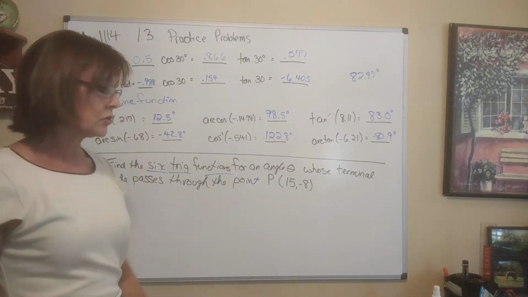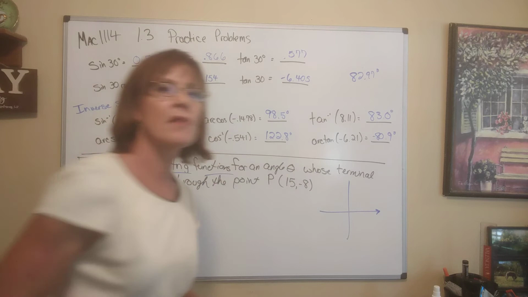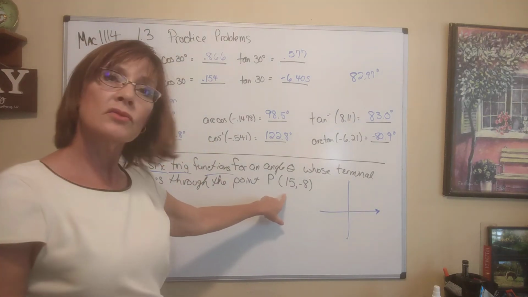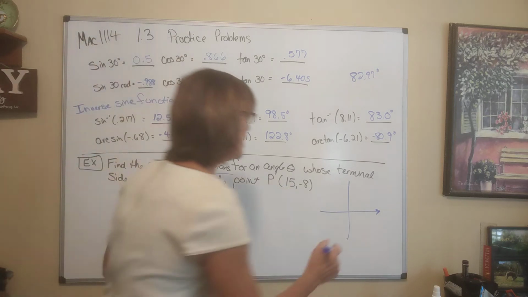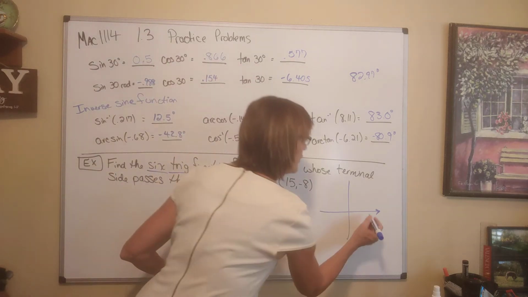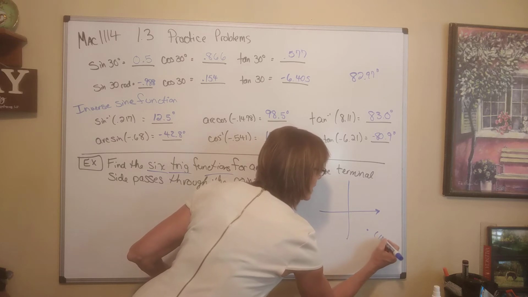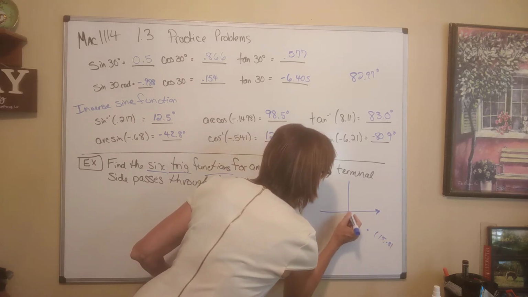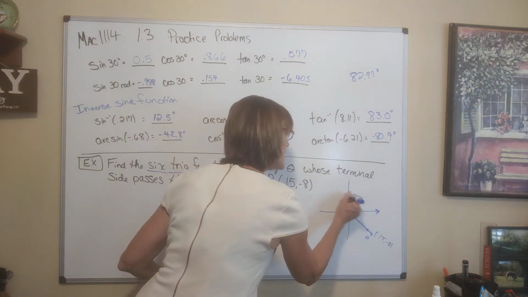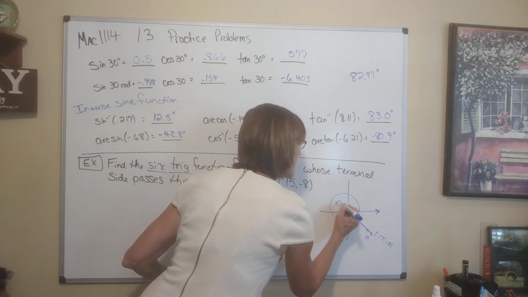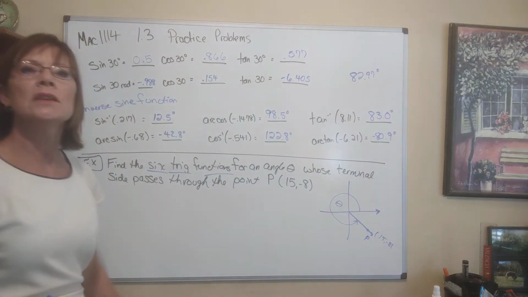So let's draw a picture. Draw an xy axis right here. Here's my xy axis. This is the initial side of my angle, and the terminal side is going to pass through this point. Let's think about this. Where is this point? The x coordinate is 15, and I'm just ballparking this. The y coordinate is negative 8, so it's going to be down here somewhere. Let's say this is 15, negative 8. This is point P. So where's our angle theta? This all the way to there. That's our angle theta.